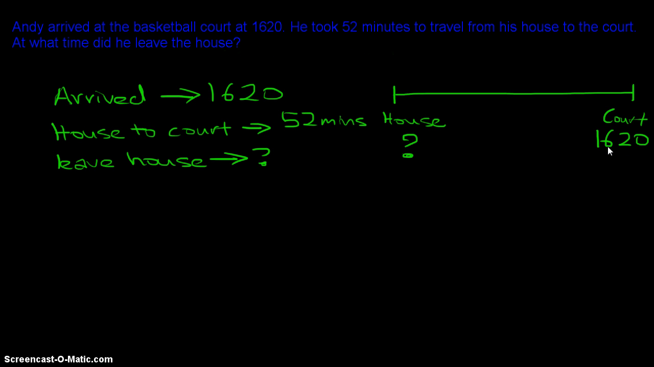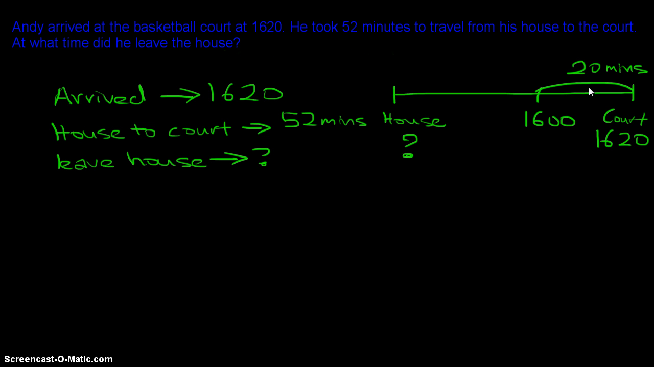First, I will move backwards 20 minutes. Why? Because 1600 is much easier to count. So let's say I put here 1600, and I move back by 20 minutes. I know I have to move back a total of 52 minutes, but I move back 20 minutes first because it's easier to count and easier to see it this way. So 20 minutes first, 1620, and I move to 1600.